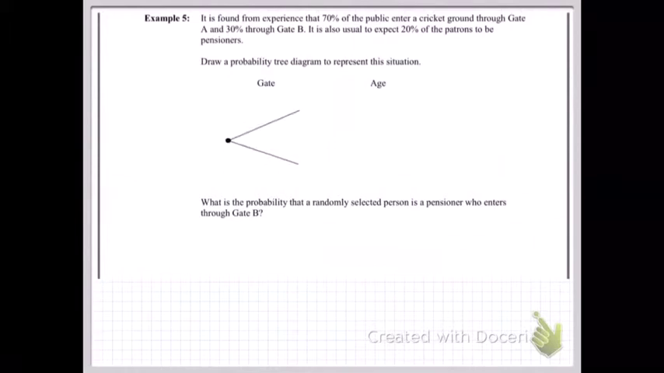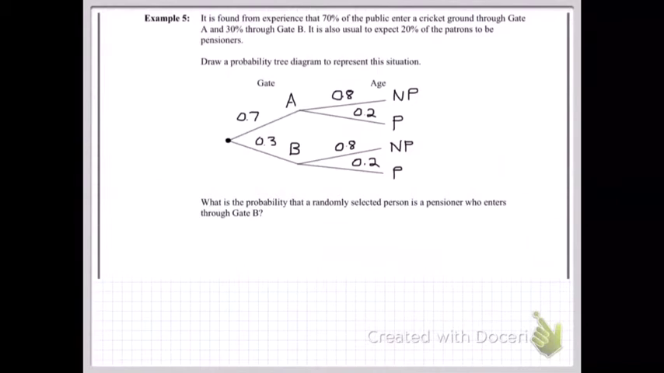There are two gates, and there are two possibilities for people entering those gates. They're either pensioners or they're not pensioners. So let's go ahead and label everything. There's a 70% chance of someone entering through Gate A, and I've changed the percentages to decimals because they're easier to work with. And for the age, we have non-pensioners and pensioners with the probabilities shown.